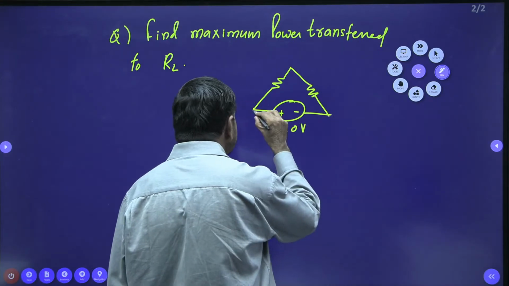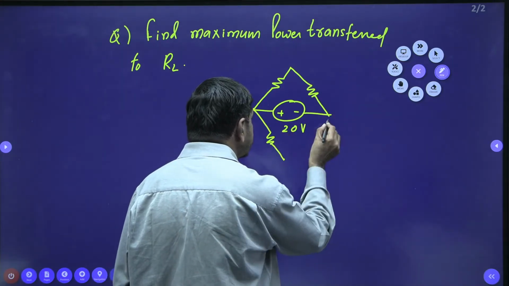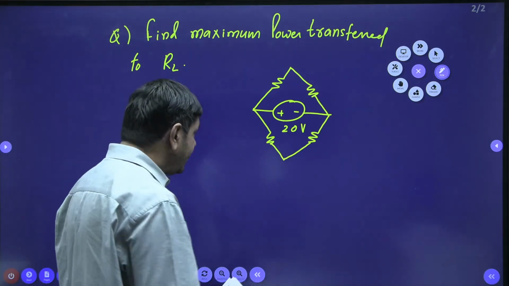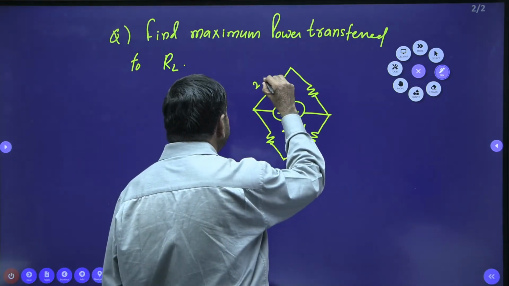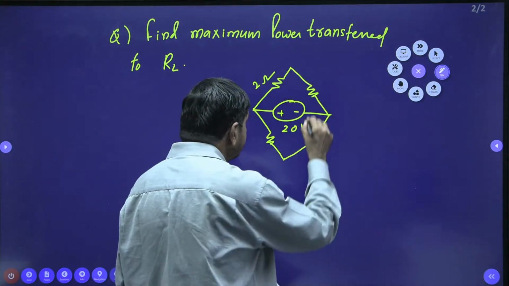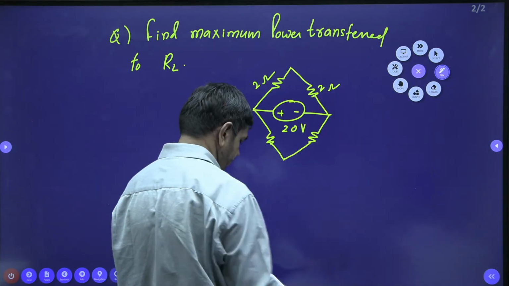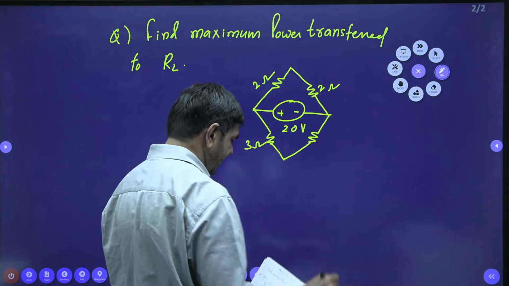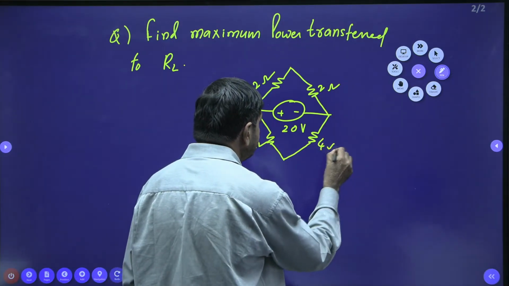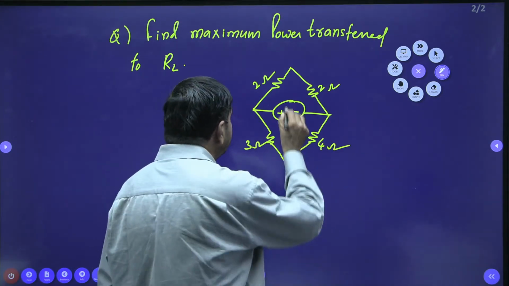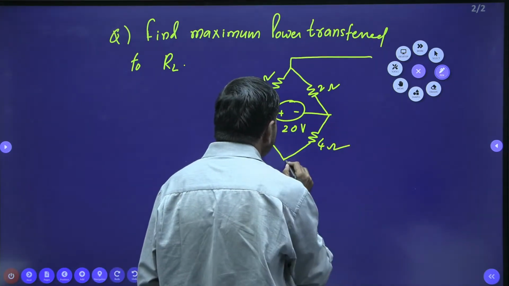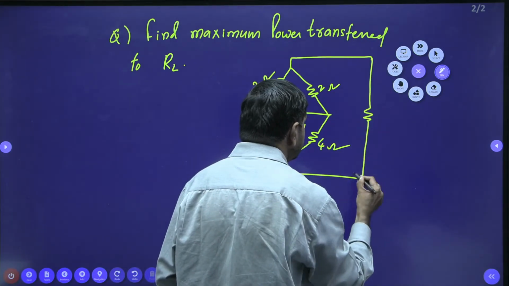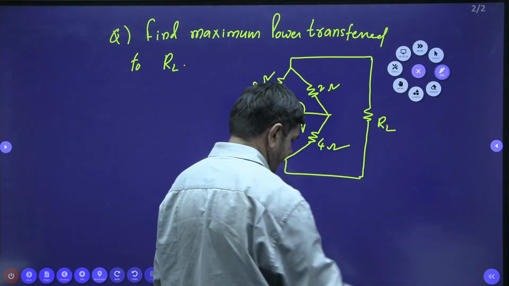And these two terminals are connected to 2 more resistors like this. This is given 2 ohm. This is nothing but the same 2 ohm. This is a 3 ohm resistor and this is a 4 ohm resistor. This terminal and this terminal are connected to the load. This is RL, it is given.